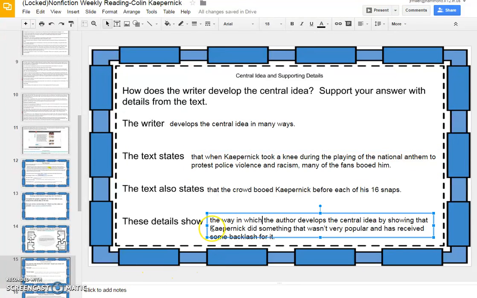I also want to have some better word choice down here. I see that I use the word show here for my sentence starter and right here. And that's just not good word choice. So I'm going to tweak this sentence a bit. These details show the way in which the author develops the central idea by explaining. So I'm going to make that change. By explaining how Kaepernick did something that wasn't very popular and has received some backlash for it.